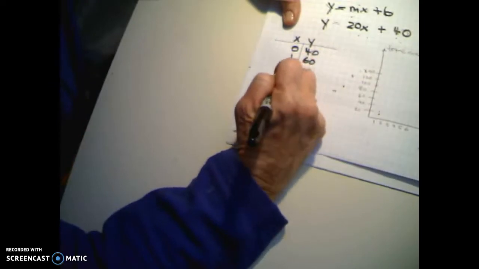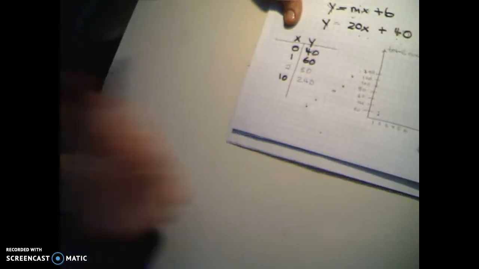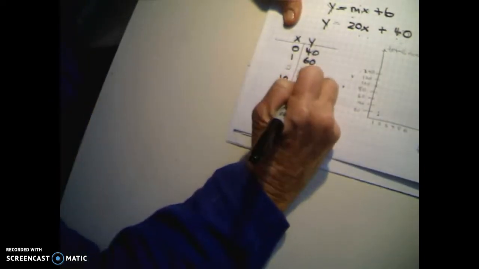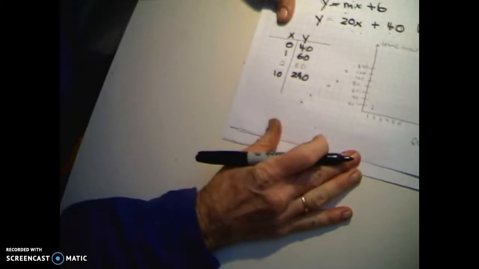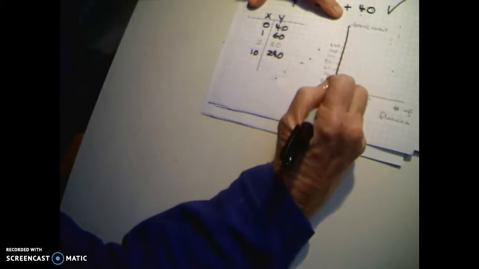Let's say I do 10 fleeces. 10 times 20 is 200. 200 plus 40 is 240. You're also going to have to graph this. So once again, the most important thing is that you set up your graph.